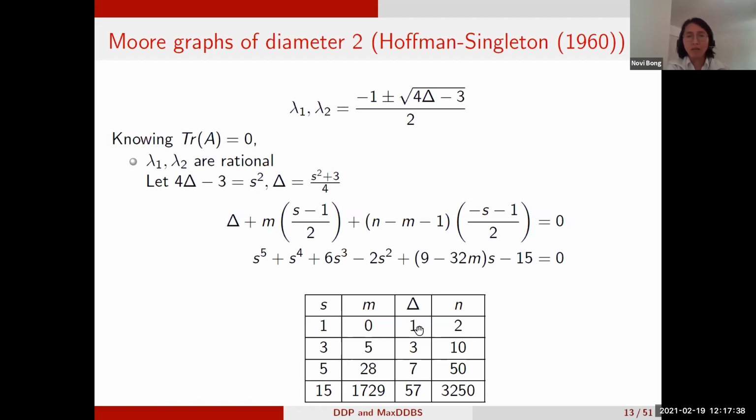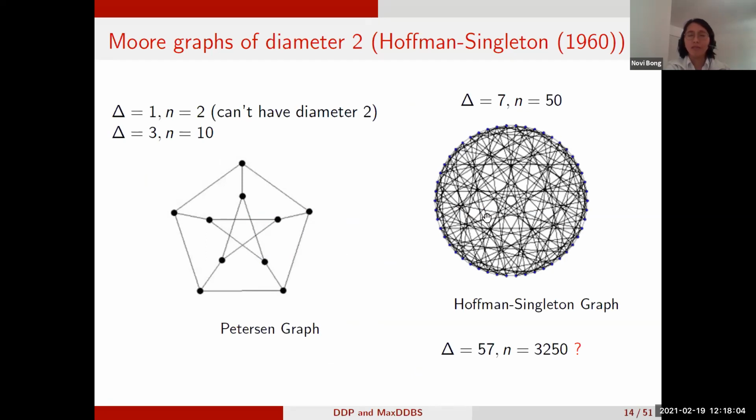Okay, so when the maximum degree is 1, the order is 2, but this one doesn't give us diameter 2. It's just a K2. Okay, and when delta equals 3, order equals 10, we have the graph that is the Petersen graph that I showed you in the beginning. Okay, and when delta equals 7, this is actually the Hoffman-Singleton graph. It has 50 vertices, and the degree is 7.